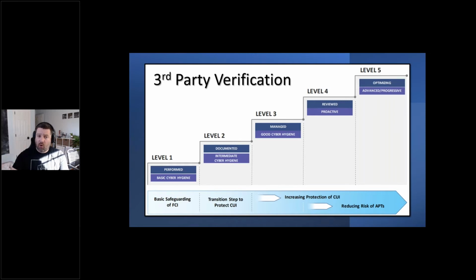So I'll give you more examples in a little bit, but as you can see, a level 1 organization is required to perform some basic cyber hygiene, while a level 3 organization is expected to have their processes not only documented but managed, as well as have good cyber hygiene. And a level 5 organization is expected to be constantly reviewing and optimizing their processes and have advanced progressive cyber hygiene. So this is a huge change. No longer will an organization be able to raise their hand and say, we do this. Now a third-party organization will be required to verify it.